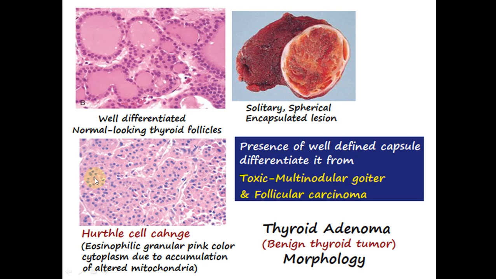Sometimes the microscopic appearance of the adenoma will be in the form of a Hurthle cell change. Hurthle cells are formed due to excess accumulation of altered mitochondria in cells that undergo hyperplasia in the adenoma, and this accumulation of altered mitochondria gives an eosinophilic granular pink color to the cytoplasm, and this is known as the Hurthle cell change.